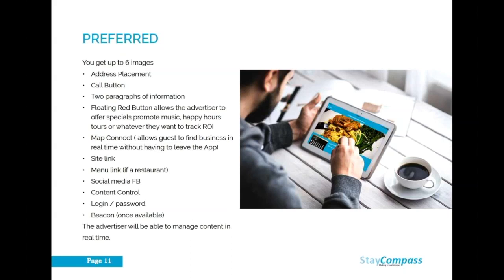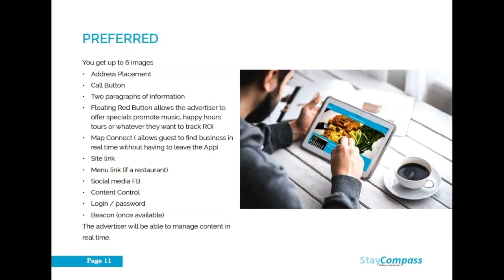It gets better. You got your address information as well. You've got an actual call button, unlike the Explorer ad where you just have an actual phone number. You can't really call it. You'd have to just pick up your phone and actually dial the numbers. Whereas here with the preferred, it's an actual click of a button. It automatically pops up the phone number and it calls. You get 2 paragraphs of information.